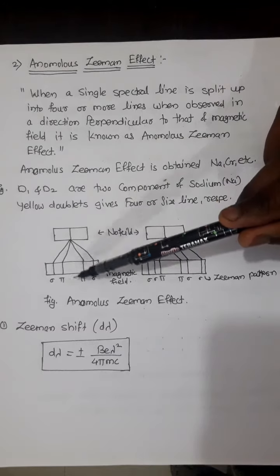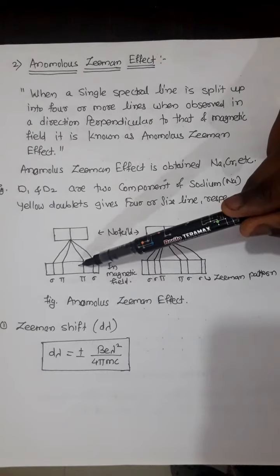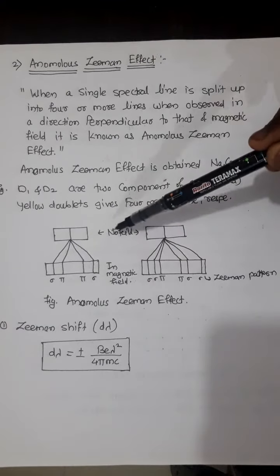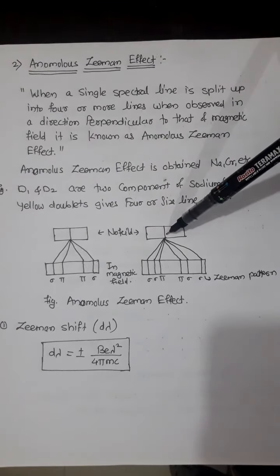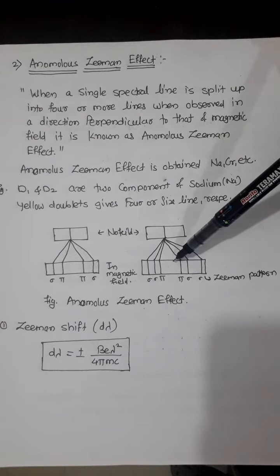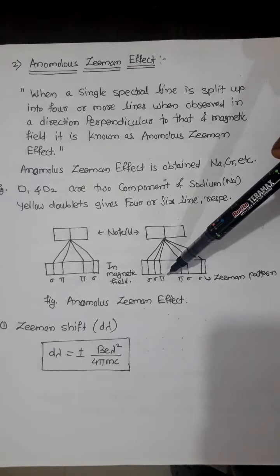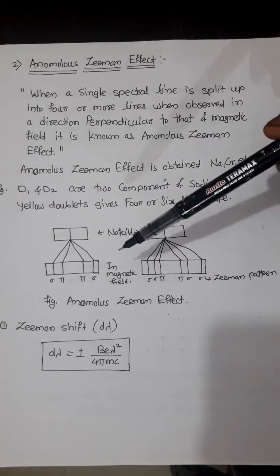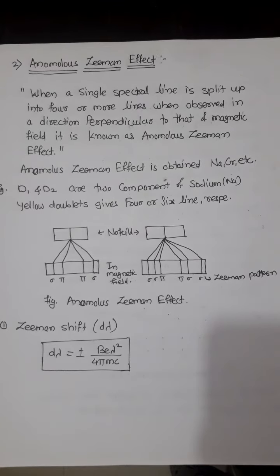This is a spectral line splitting into four components, that is sigma, pi, sigma. This is in the magnetic field, and this is with no magnetic field. This is a spectral line splitting into 6 components, that is sigma, pi, pi, sigma. So this phenomenon is called anomalous Zeeman effect. Also, in anomalous Zeeman effect, a fine structure of multiple spectral lines shows a complex Zeeman pattern. So this is the anomalous Zeeman effect.